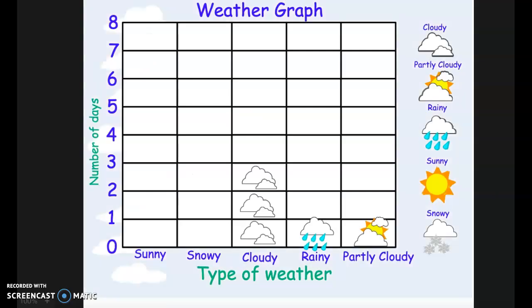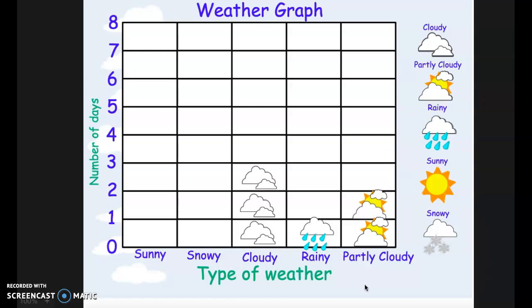Alright, so now we need to graph our weather. So the title of our graph is Weather Graph. On this axis we have the number of days, and on this axis we have the type of weather. So we're going to put partly cloudy in our weather graph.